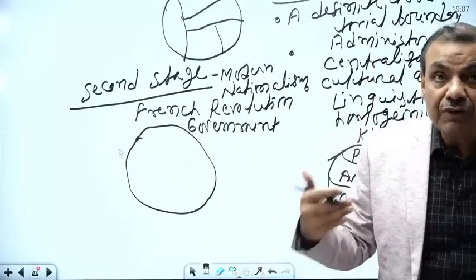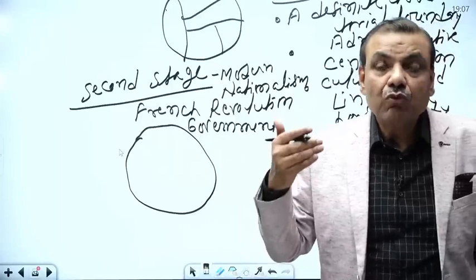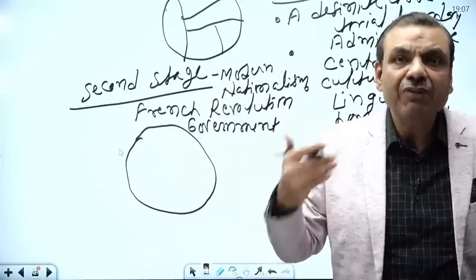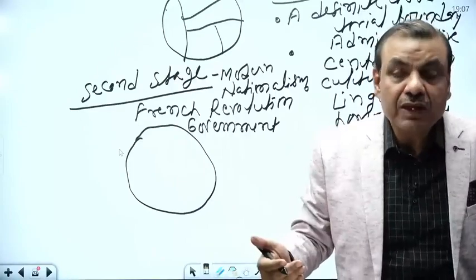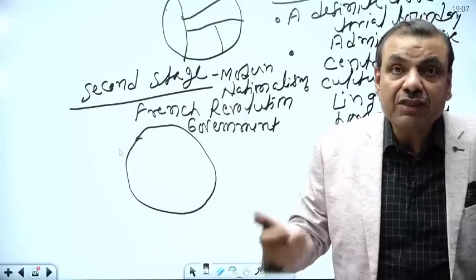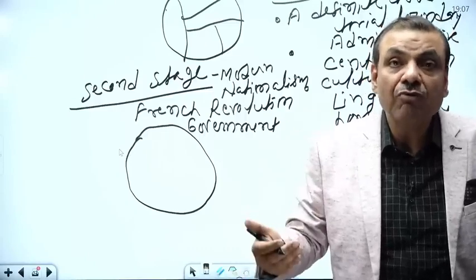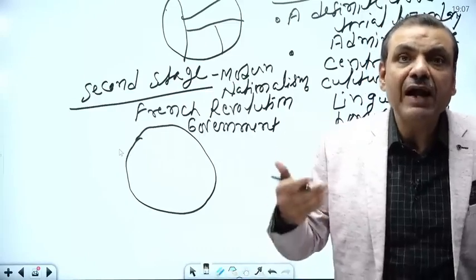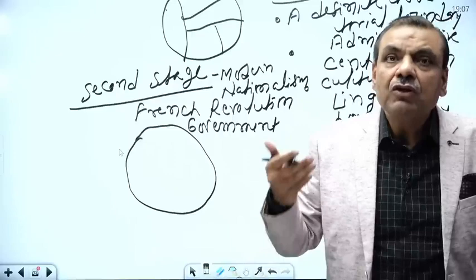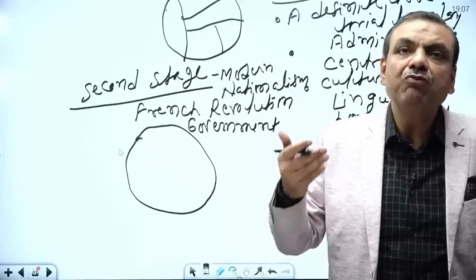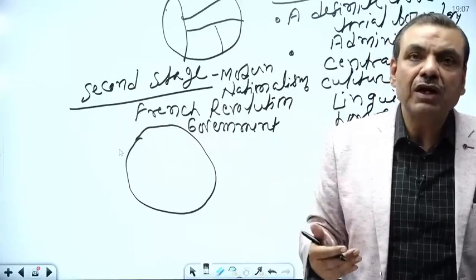Actually, after the French Revolution, there was the slogan of liberty, equality and fraternity: Swatantrata, Samanta and Bandhutva. And on 26th August 1789, there was the Declaration of the Rights of Man and Citizen. मतलब 26 अगस्त 1789 को जो फ्रेंच रेवोल्यूशनरीज हैं उन्होंने व्यक्ति और नागरिक अधिकारों की घोषणा की.